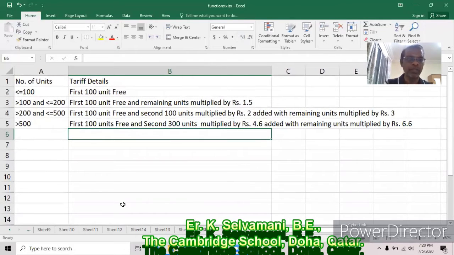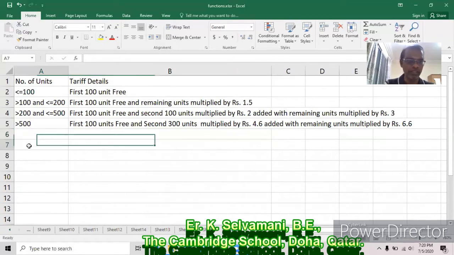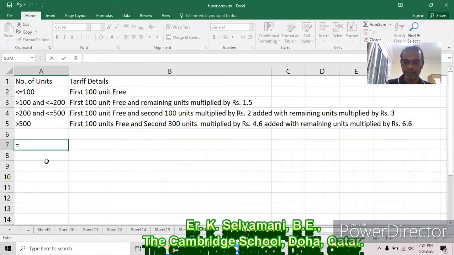Let's consider the number of units recorded is 501, that is greater than 500. The first 100 units will be free, that means 0. The remaining units are 400. Out of this 400, 300 units should be multiplied by 4.6. Here we have 300 multiplied by 4.6.